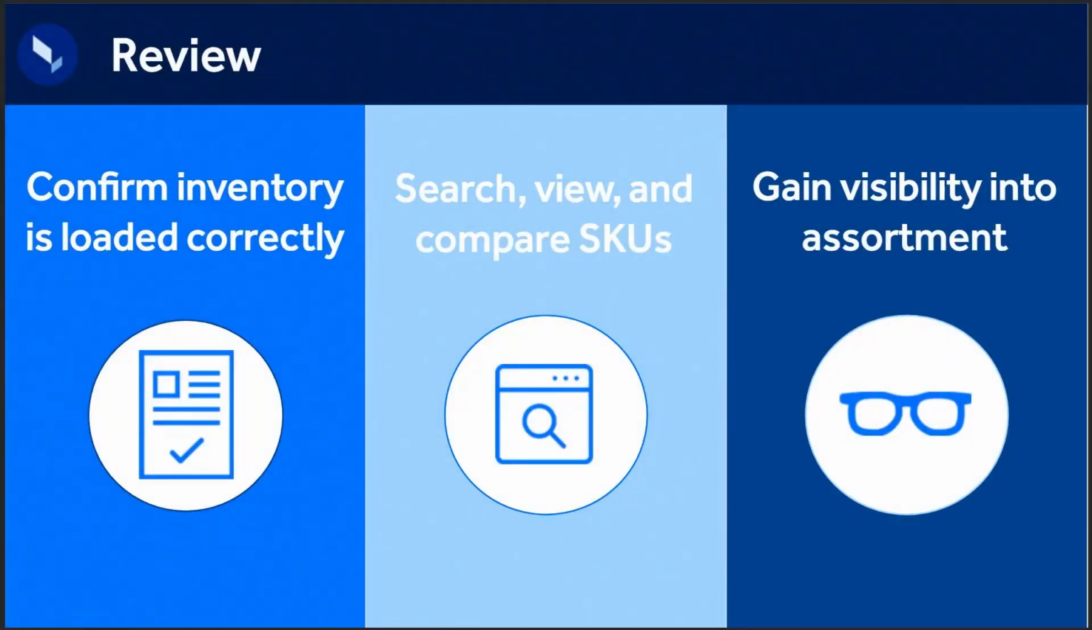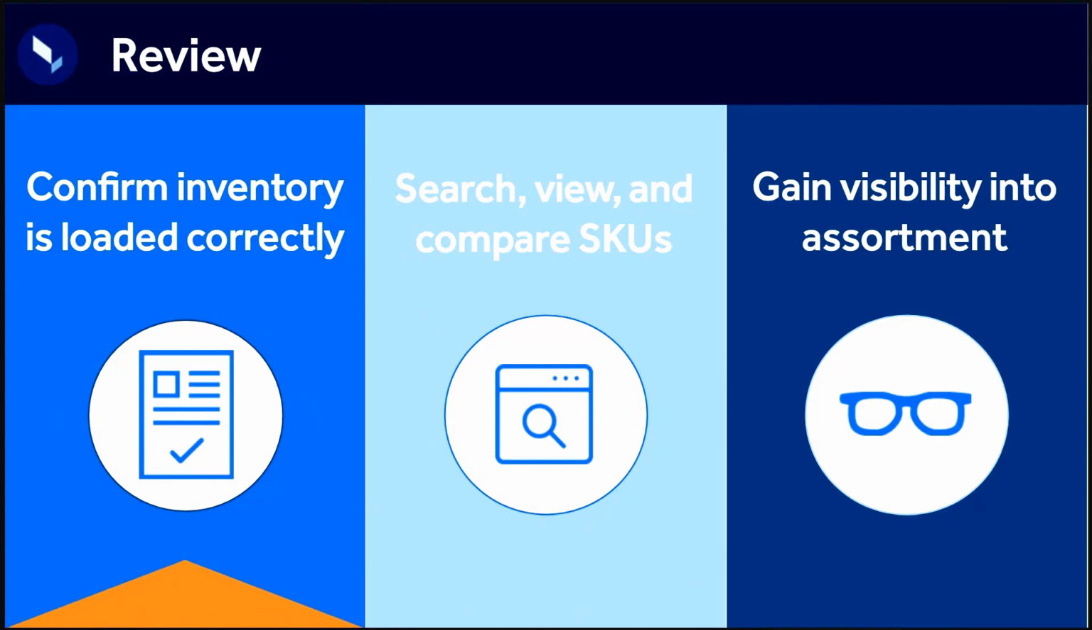So now we have seen that you can use the assortment feature in OrderStream to confirm your inventory is loaded correctly, search, view, and compare product assortment SKUs with your inventory submissions, and gain visibility into the SKUs that Lowe's intends to sell. Thanks for watching.